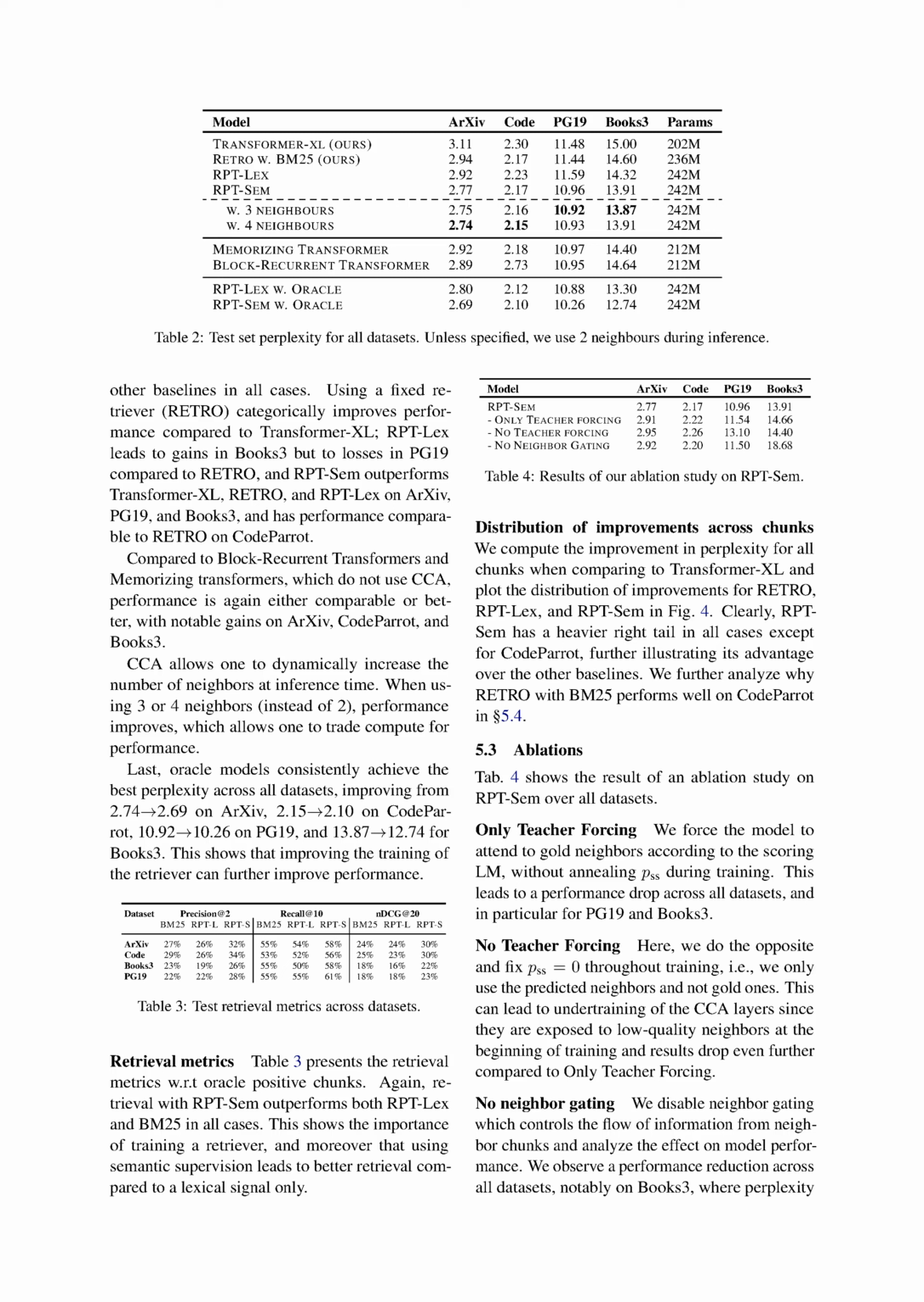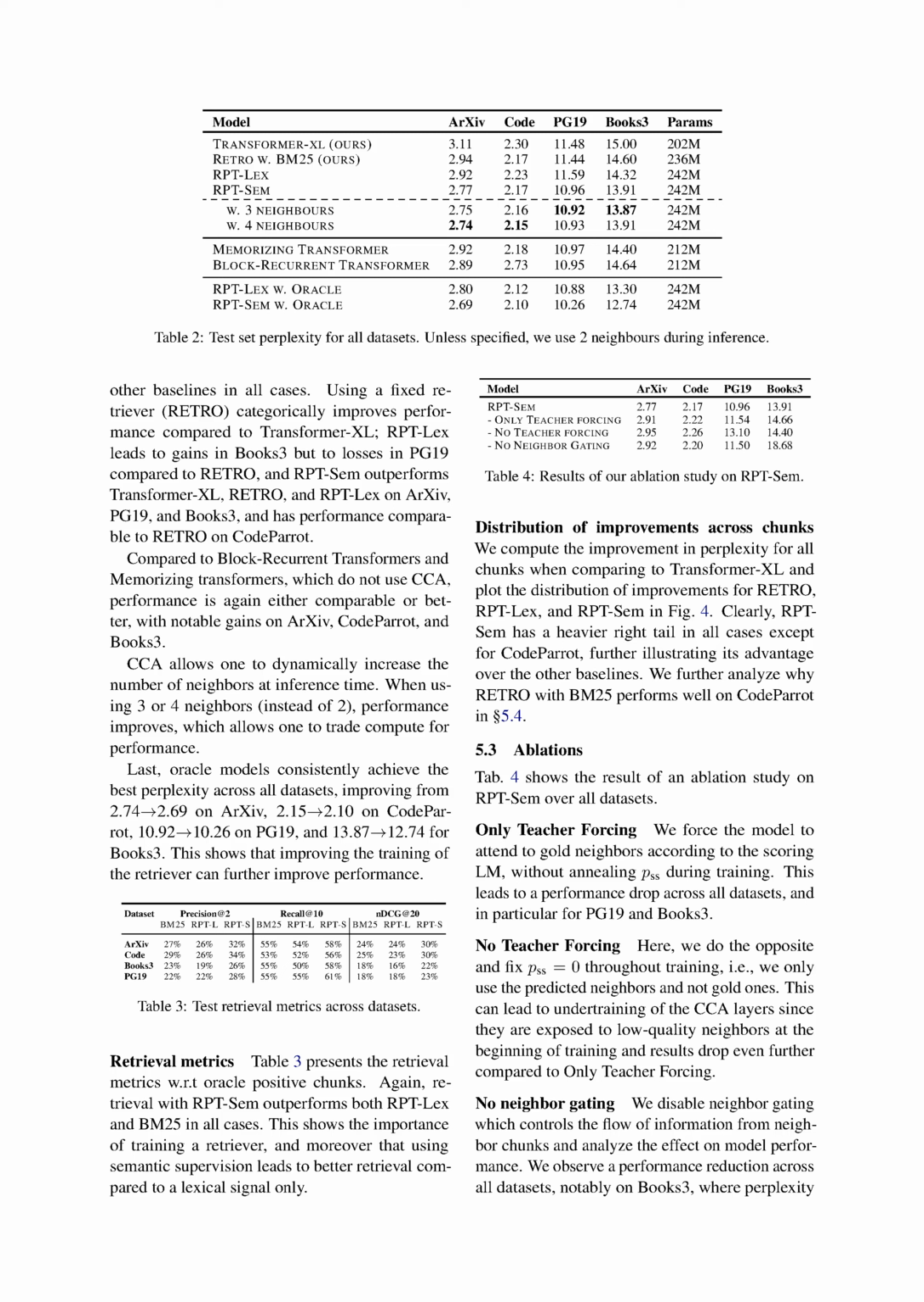Lastly, the so-called oracle models consistently delivered the best perplexity results across all datasets. These showed improvements from 2.74 to 2.69 on the Archive dataset, from 2.15 to 2.10 on Code Parrot, from 10.92 to 10.26 on PG19, and from 13.87 to 12.74 for Books 3. These results indicate that by refining the training of the retriever, it's possible to further boost the overall performance of the model.